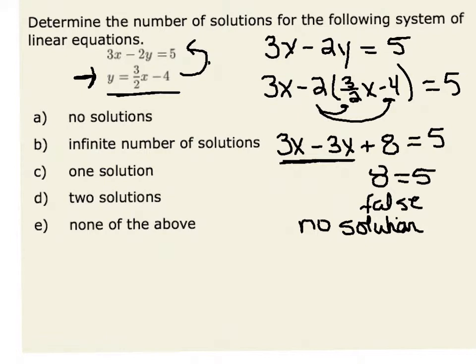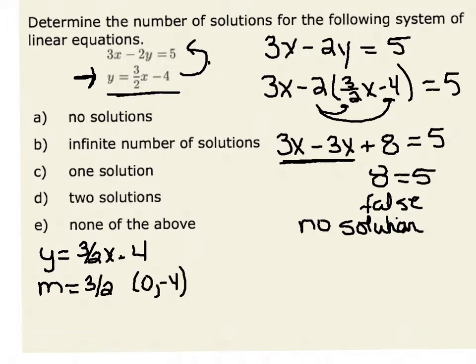Well, when will this happen that we have no solutions? That happens when the lines are parallel. That means they should have the same slope but different y-intercepts. Let's verify this. I already know the slope of my second equation. The second equation in terms of y is equal to my slope 3/2 x minus 4 tells us that we have a slope of 3/2 and that y-intercept is at the point 0, negative 4.